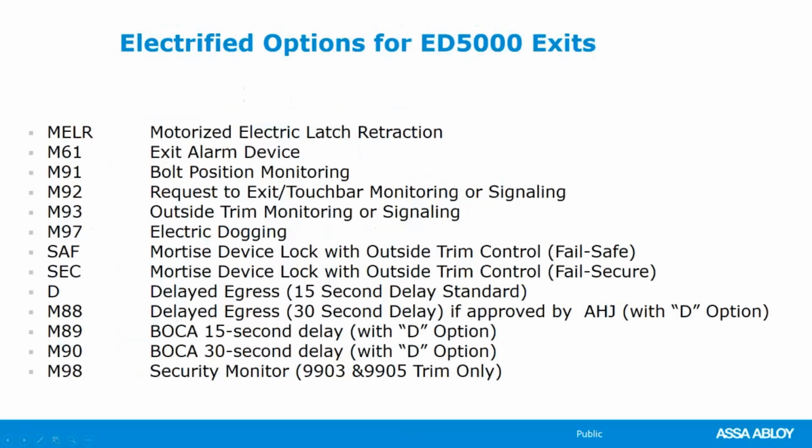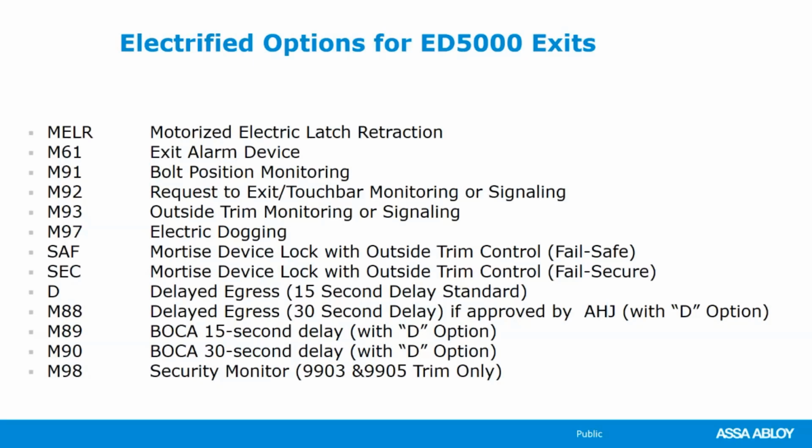Electrification, electrified options. For our electric latch retraction, Corbin Russwin utilizes a motor electric latch retraction device versus a solenoid. If you use a solenoid device, you have to use a special power controller. If you're doing the motorized version, you can use anyone's regulated and filtered 1-amp power supply. The M61 puts an alarm on the exit device. The M91 is a latch bolt position monitoring to tell you whether the bolt's projected or retracted. M92 is our request to exit or REX switch, which signals whenever you push the push rail in.